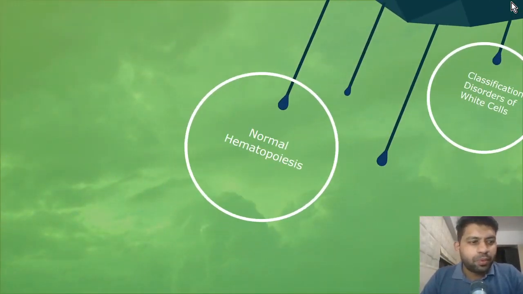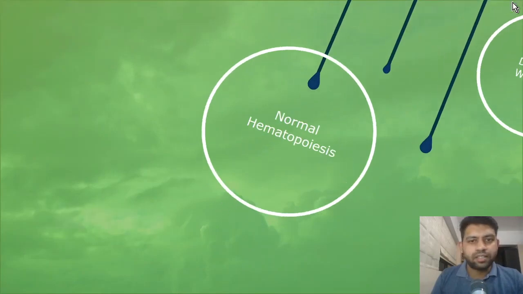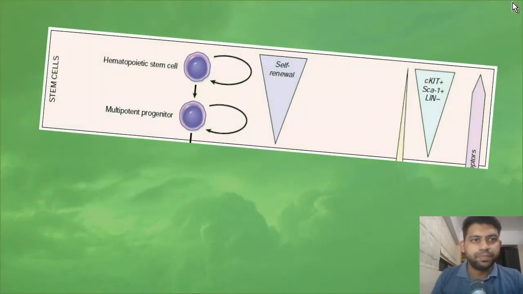So, what exactly happens in hematopoiesis? All the blood cells we know, like WBCs, RBCs, platelets, everything is formed from a common progenitor or common ancestor, whatever you can call.